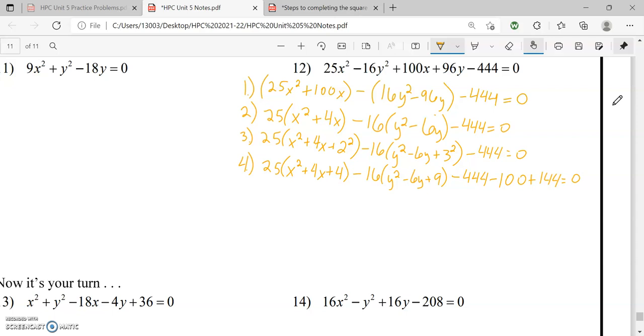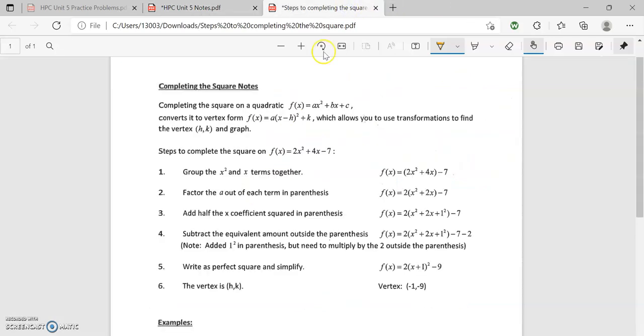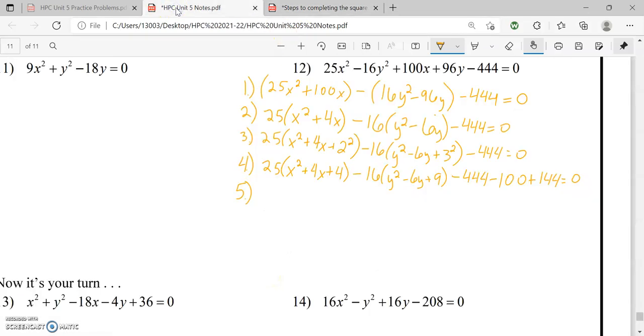So step 5. Well, at step 5, all it really asks us to do is to not complete the square, but to factor it into a perfect square. So I'll do that. That's step 5. So 25 times the quantity x plus 2 squared, right? Because when you have this perfect square, it's really just x plus half of that term. Minus 16 times y minus 3 squared.